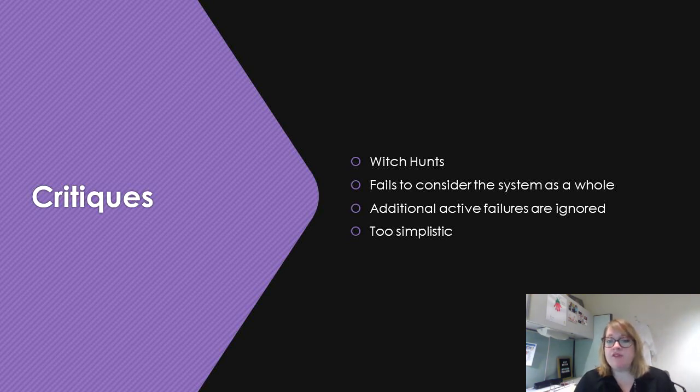It also fails to consider the system as a whole, it looks at that single error pathway instead of looking at the whole system. There are also additional active failures that can be ignored. So the investigation will find the active failure that occurred right at the point, but it won't look at other active failures that may have indirectly contributed to the error. And then some people say that it can be too simplistic and that errors, especially in healthcare, are a lot more dynamic and complex.